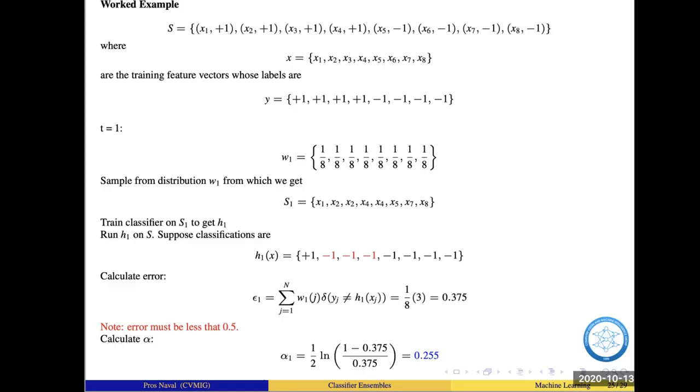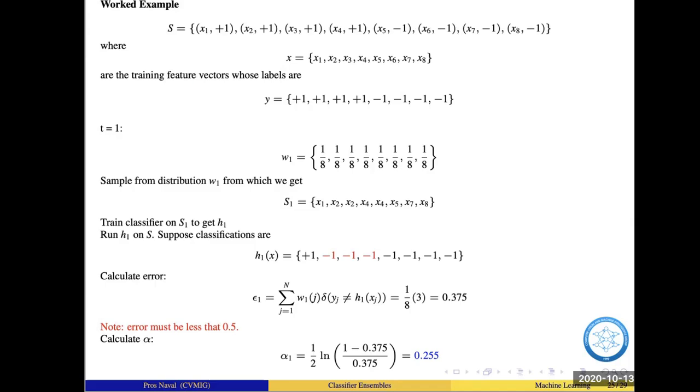So go back. Reject, stop, and go back to this. Sample again. Run this part until we have something that's less than 0.5. So this is less than 0.5, and it is acceptable. Then we calculate alpha. Just plug into the equation, one half times ln of (1 minus epsilon) over epsilon. That's equal to 0.255. Remember this value. This is alpha 1, and it is going to be very important later.